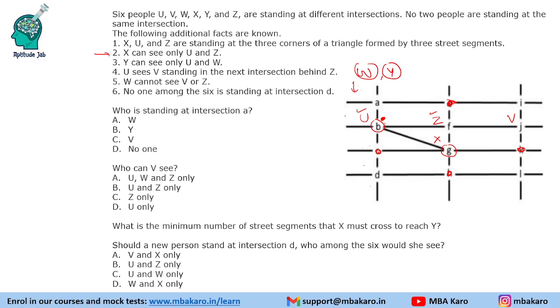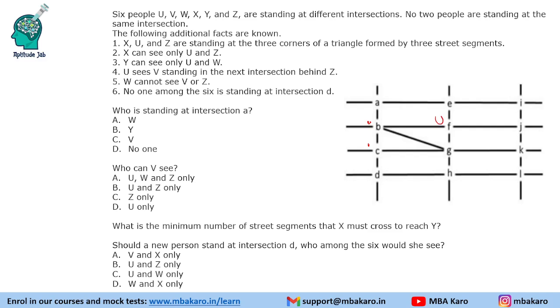The last statement says no one is standing at intersection D. So no one is standing here, we cannot put Y and W here. So this case is also not possible. So we took the possibilities of U in these two places, and they are not working.